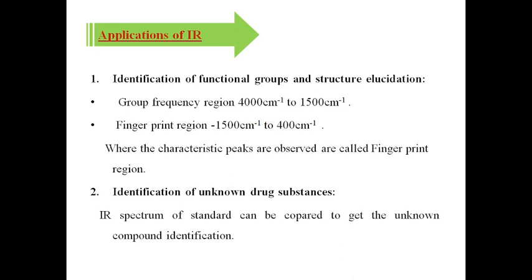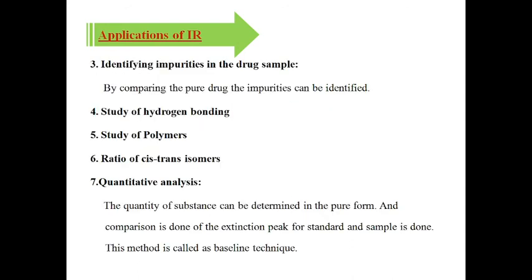Next is the identification of unknown drug substances. The IR spectrum of the standard can be compared with the unknown compound for identification purposes. Impurities in the samples can also be identified. Study of hydrogen bonding can also be done. Study of polymers and cis-trans isomers can also be done.